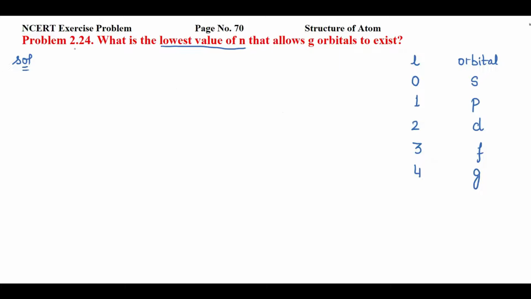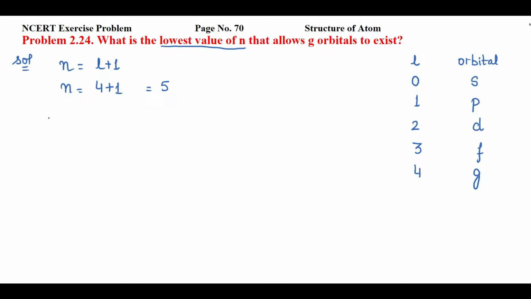So definitely I know that the value of n is always more than l. That means if I want to know the lowest value of n, I'll simply add 1 to l, right? Here I have the value of l equal to 4. So n equal to 4 plus 1. That means the fifth orbit will allow the g orbitals to exist, right?